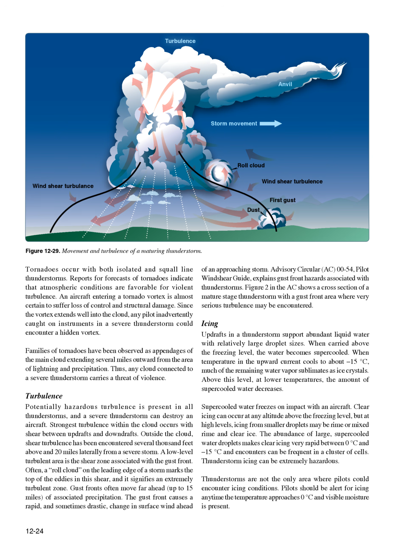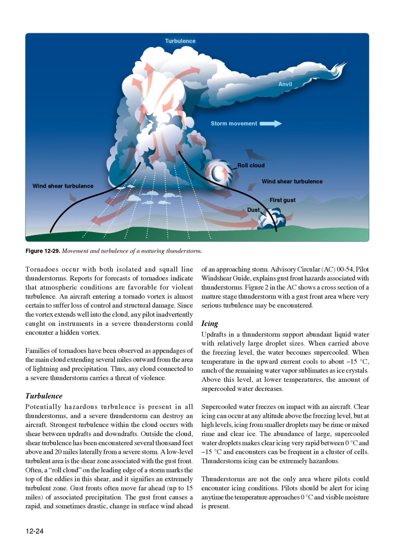Tornadoes occur with both isolated and squall-line thunderstorms. Reports or forecasts of tornadoes indicate that atmospheric conditions are favorable for violent turbulence. An aircraft entering a tornado vortex is almost certain to suffer loss of control and structural damage. Since the vortex extends well into the cloud, any pilot inadvertently caught on instruments in a severe thunderstorm could encounter a hidden vortex. Families of tornadoes have been observed as appendages of the main cloud extending several miles outward from the area of lightning and precipitation. Thus, any cloud connected to a severe thunderstorm carries a threat of violence.